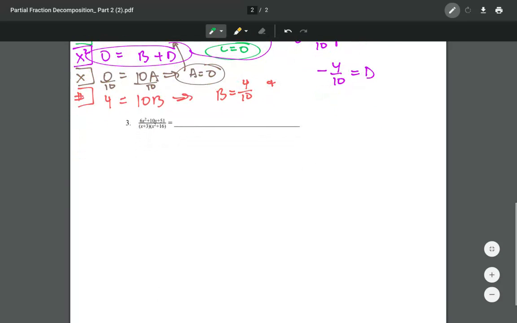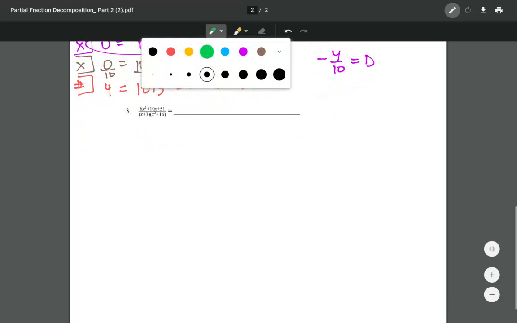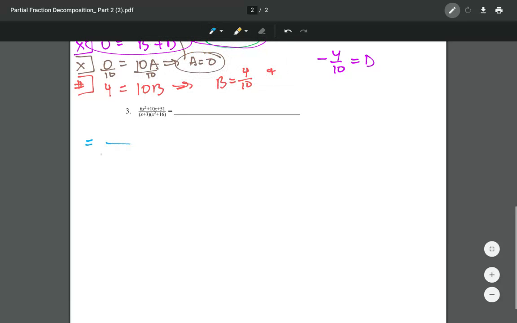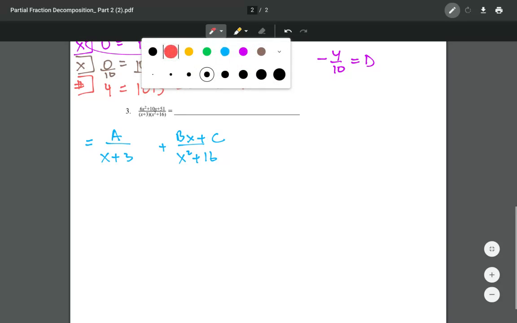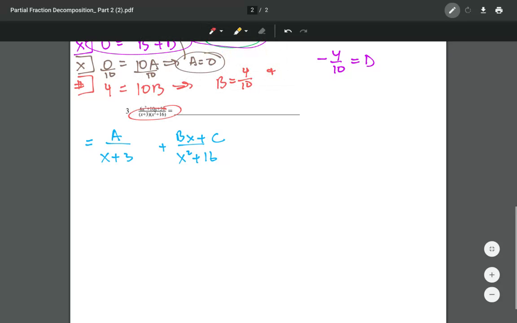Number 3. Okay, we've got just one left here. This one's already been factored for us. Both of these are irreducible, so I'm ready to go ahead and put this into my template. X plus 3, that one's linear, so I need an A, plus x squared plus 16, that one's degree 2, so I need a bx plus c. I'm going to go ahead and multiply in my missing factors to build to my denominator. The first one needs an x squared plus 16, and that bx plus c needs the x plus 3. Just multiplying in what's missing here.